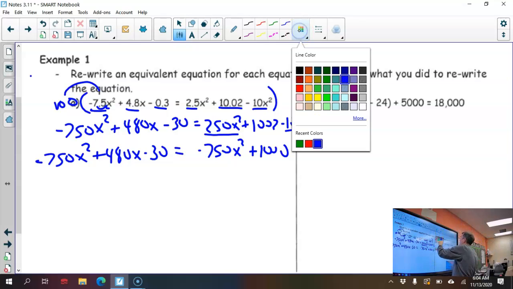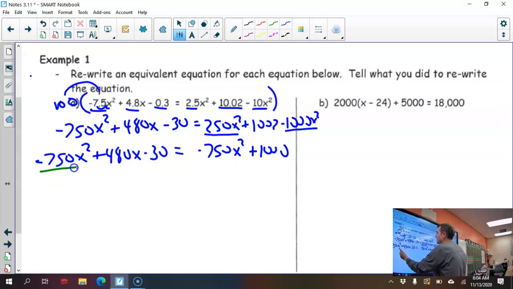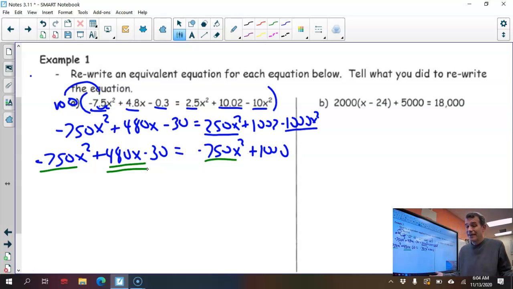This problem has both an x squared term and an x term. So fortunately, like all the problems for us, the x squared term is going to cancel itself out because it's the same on both sides. So really this problem, I just add 30 and divide by 480 and I'm done, right? All right, so that's an example of clearing the decimals.